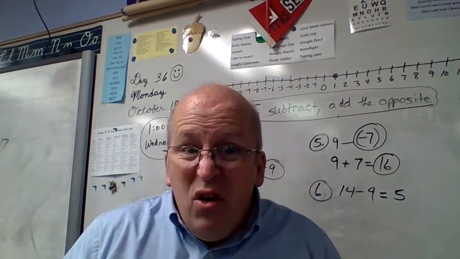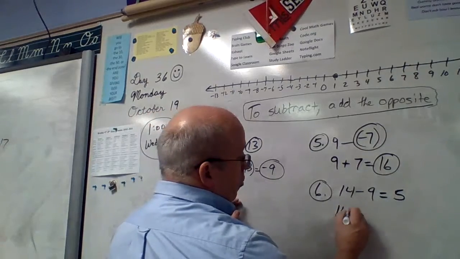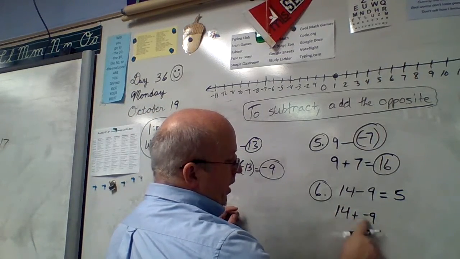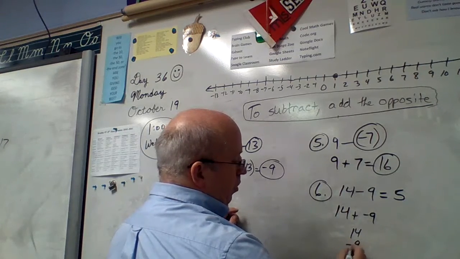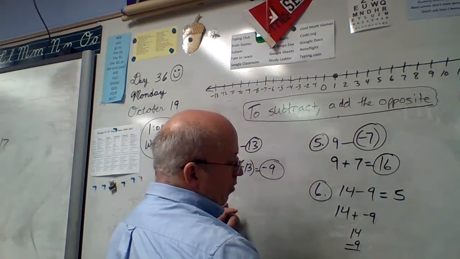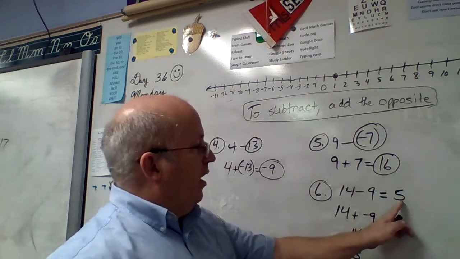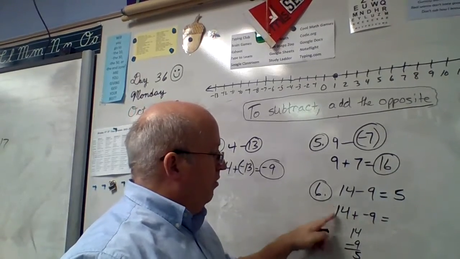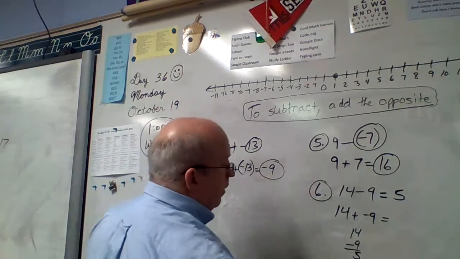Could we solve it using the subtraction rule? Yeah, we could. Watch. To subtract, we add the opposite of the second number. Now we've got a positive plus a negative number, so we use the 3-step rule. We think about their absolute values and we subtract them. And then we have to decide if this is going to be positive or negative. Which one of these had the bigger absolute value? Positive 14, so the answer is 5.